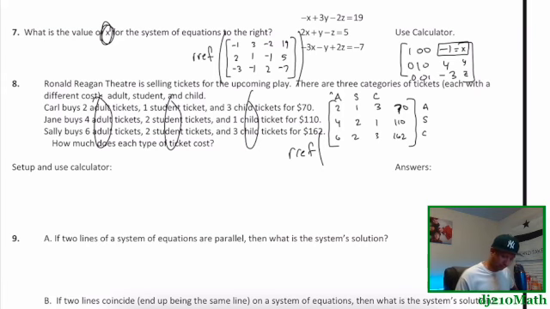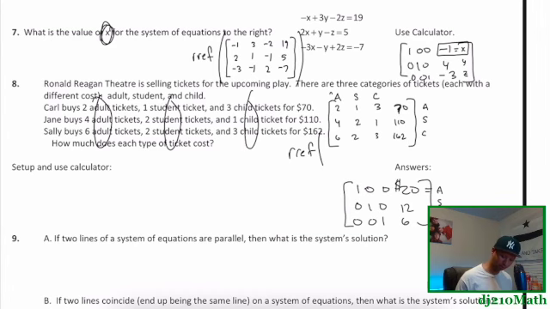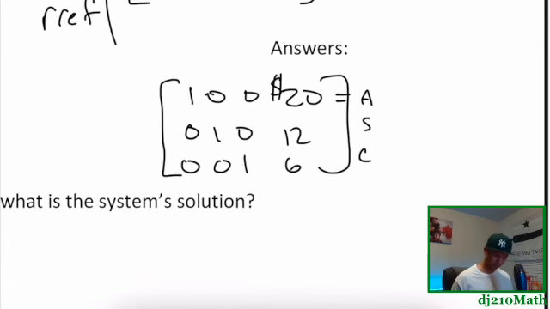We see that the answer that comes out is 1, 0, 0, 20, 0, 1, 0, 12, 0, 0, 1, 6. Remember A, S, and C. So how much does each type cost? Adult, $20. Student, $12. Child, $6. So 20, 12, and 6.